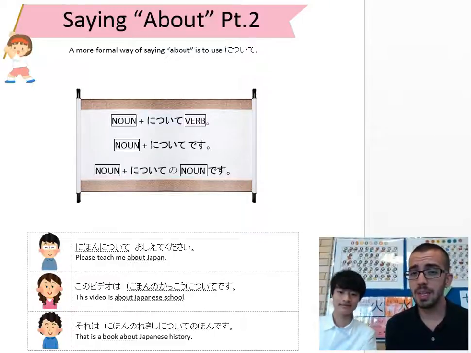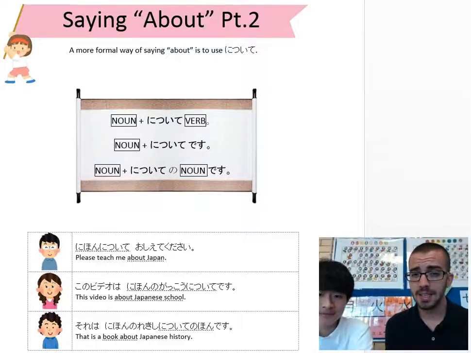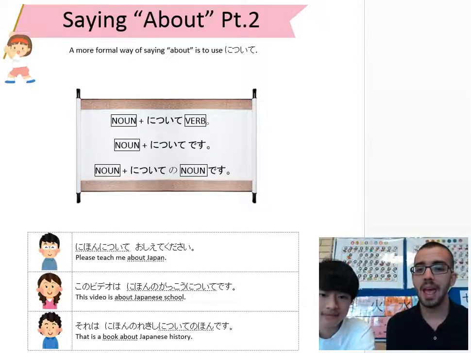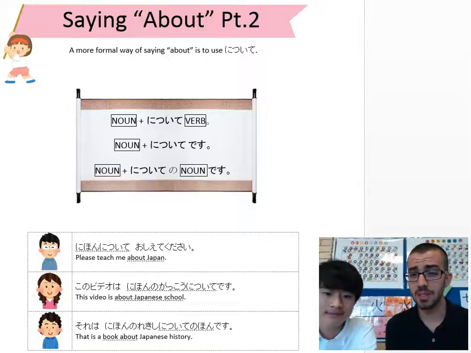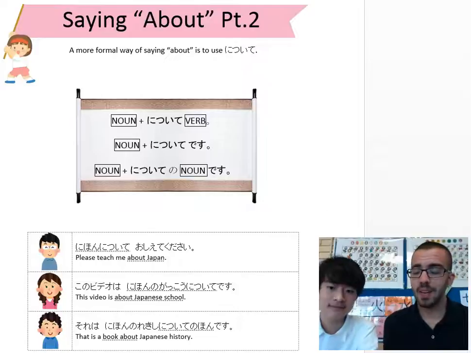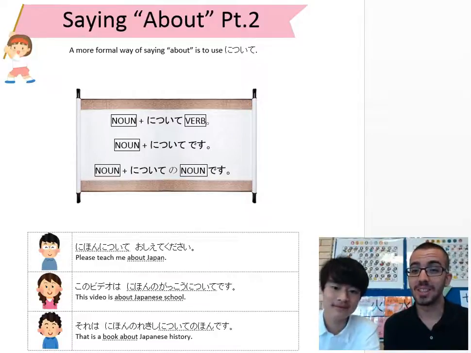So these are three different ways you can use nitsuite. The first one is if it's followed by a verb. The second one is if it's ending the sentence. And the third one is if it's kind of being used as a description. All right. So no koto and nitsuite are two ways you can say about.